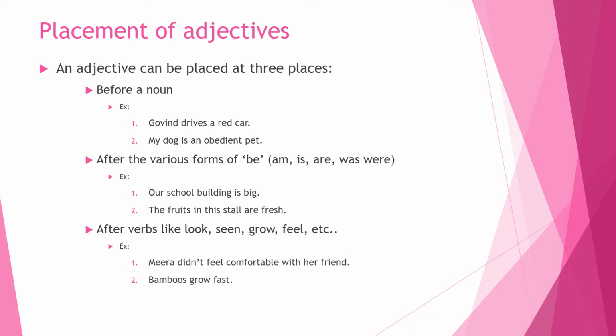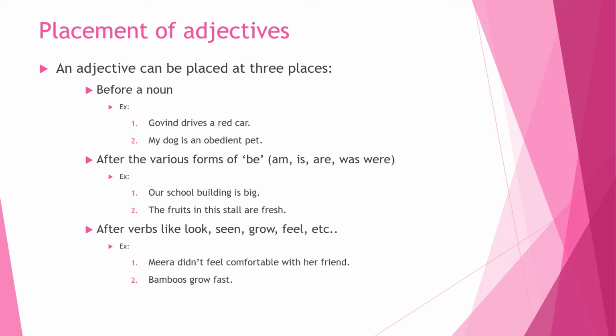Next, we place an adjective after the various forms of be, B-E. We all know what are the various forms of be. The various forms of be are am, is, are, was, were.